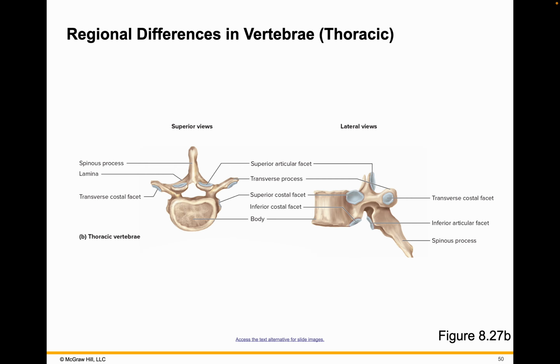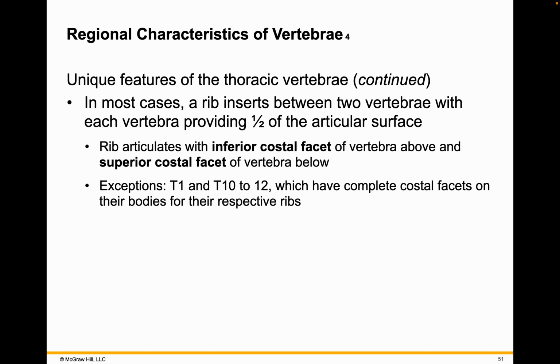The thoracic vertebrae are most like the general vertebrae that we just talked about, but they do have attachment sites for ribs that are different. In most cases, the rib inserts between two vertebrae, with each vertebra providing half the articular surface. A rib articulates with the inferior costal facet of the vertebra above and the superior costal facet of the vertebra below. Exceptions to that would include T1, T10, T11, and 12. They have complete costal facets on their bodies for their respective ribs.